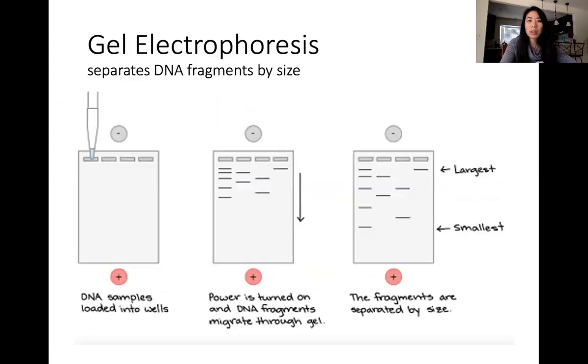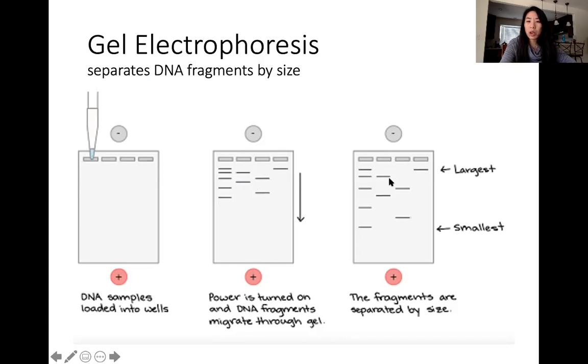So gel electrophoresis, basically it separates DNA by size. The way it works is you take the DNA fragments and you load them into these wells on the top. So it says DNA samples are loaded into the wells using a micropipette. You run the machine, the power turns on, and the DNA fragments migrate through the gel. So DNA is negatively charged because of the phosphate groups. So when you turn the electric current on, the negatively charged DNA will try to go to the positive end, which is at the bottom of the gel.